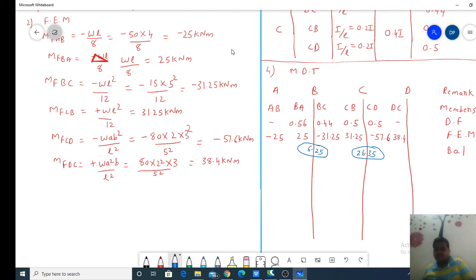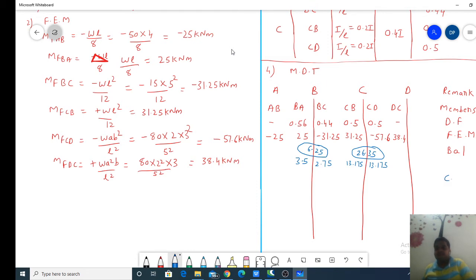26.35. And after this you need to multiply with the distribution factor. So that is 6.25 into 0.56, which comes out to be 3.5. Then the other one comes out to be 2.75. And similarly 26.35 into 0.5 comes out to be 13.175, and this is also 13.175. So this is my balance step.